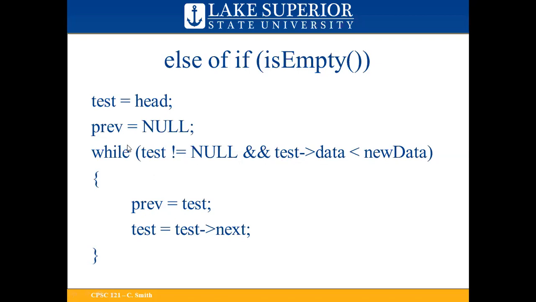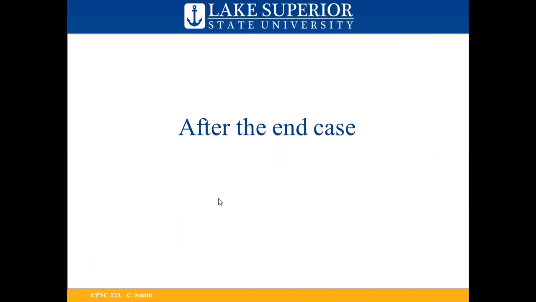So if it doesn't run at all, previous is going to be left equal to null. If it runs off the end of the list, test is going to be set equal to test arrow next of the last node, and that's going to be null, so that'll kick us out. Or it's just in the middle. So let's do the after the end case first.